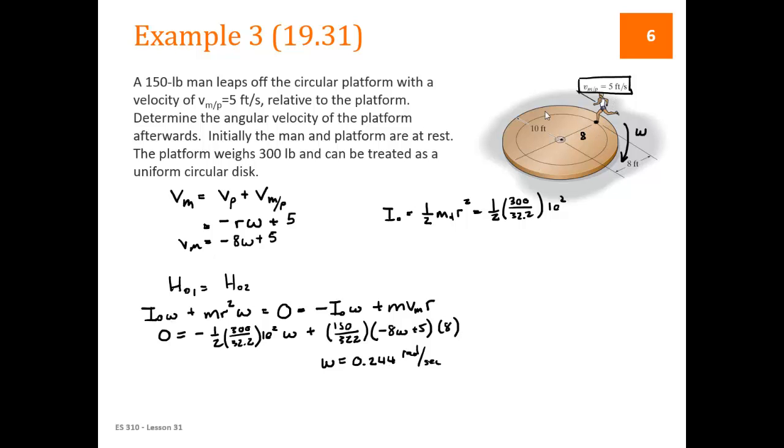So the key here is before he jumps off, if this was spinning, the man would be moving like a particle moving in a circle. So this is the I for a particle, mr squared, times omega, which would be its rotational inertia. After he jumps off, he's now a particle moving linearly that has an angular momentum from the linear momentum times r. So that's the key difference there between the before and the after.